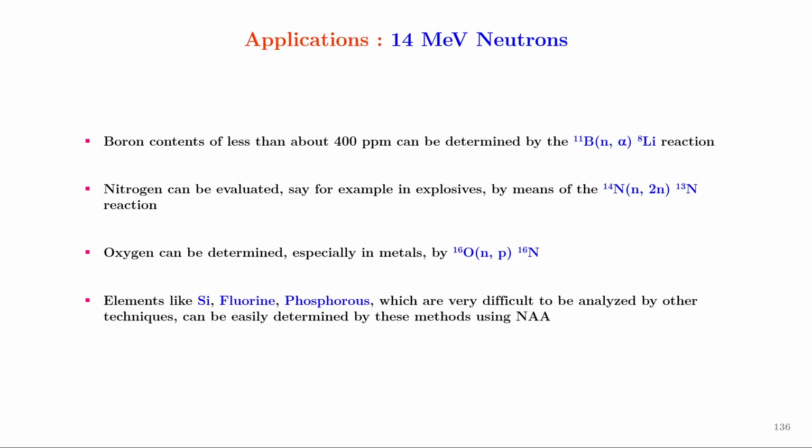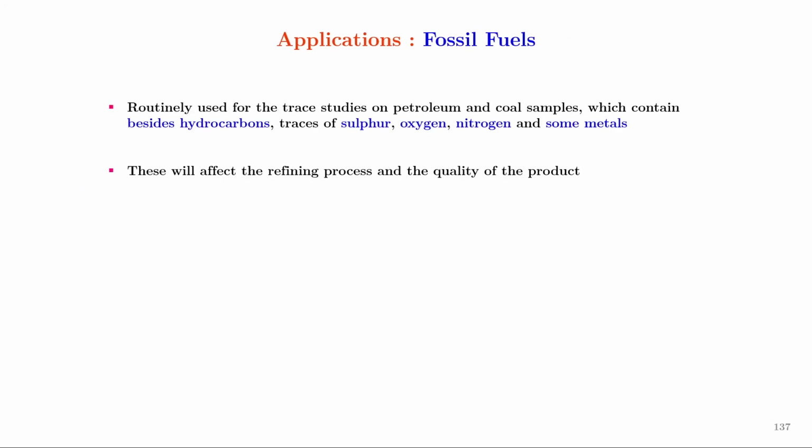Elements like silicon, fluorine, and phosphorus, which are very difficult to analyze by other techniques, can be easily determined by these methods using NAA. The NAA technique has been routinely used for trace studies on petroleum and coal samples, which contain, besides hydrocarbons, traces of sulfur, oxygen, nitrogen, and some metals. These will affect the refining process and the quality of the product.